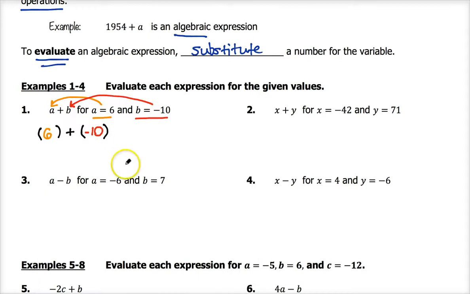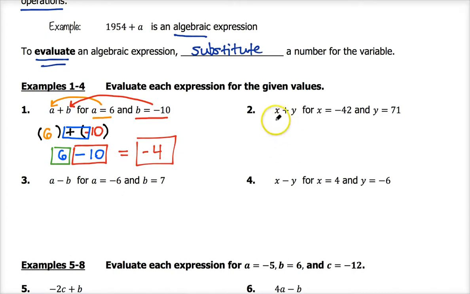So 6 plus negative 10, the first thing I see is a double sign, so I need to change that. Plus minus means subtract, remember, so this becomes 6 minus 10. And so now we'll use our integer rules. We have positive 6 and negative 10 that we're combining together, and 6 minus 10 is negative 4. So my answer to this problem is negative 4.